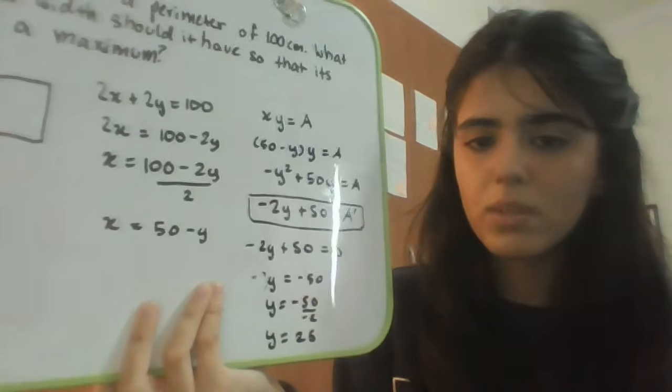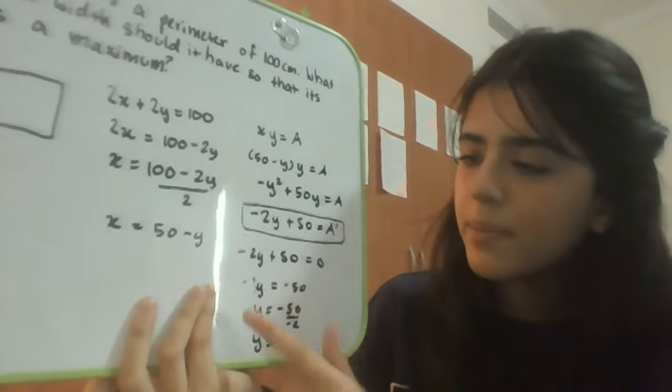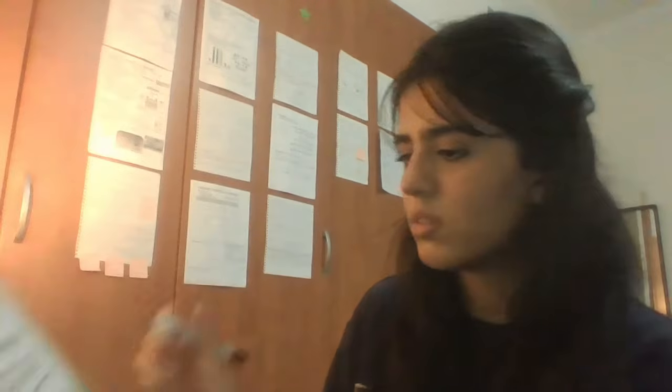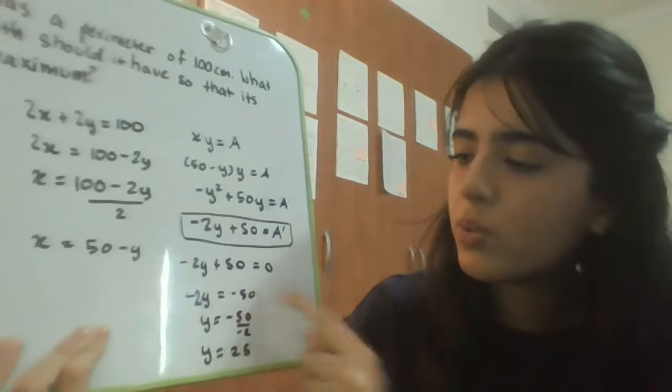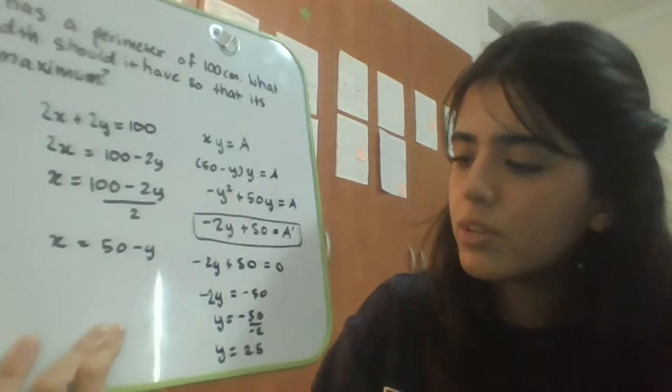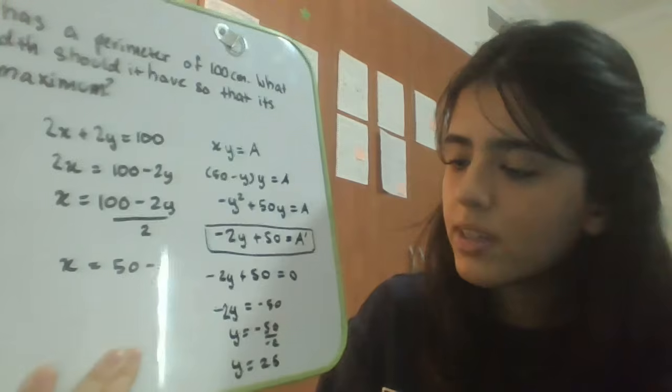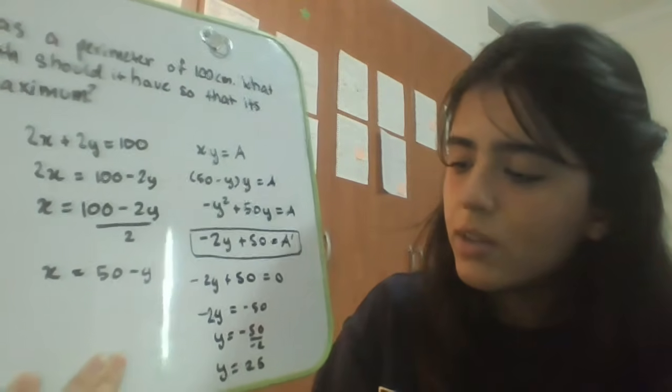Okay, guys, I rearranged for y. Oh, sorry, I don't know why this is erased. Okay, so here it's negative 2y equals negative 50. Move the 2 down, divide it. Y equals negative 50 divided by negative 2. And y is just 25.